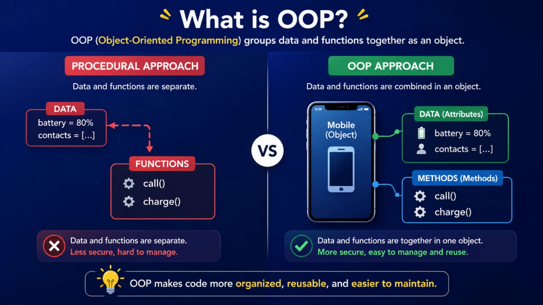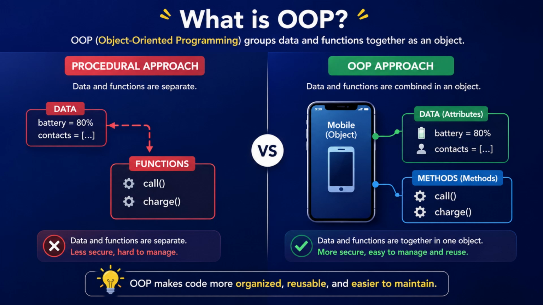On your screen, you can see two approaches. On the left is procedural programming, where data and functions are separate. This approach works fine for small programs, but as the program grows, it becomes difficult to manage. On the right is object-oriented programming. Here, we combine data and behavior into a single unit called an object. Think of it like this. Instead of having loose variables and functions scattered everywhere, we organize them into meaningful structures.